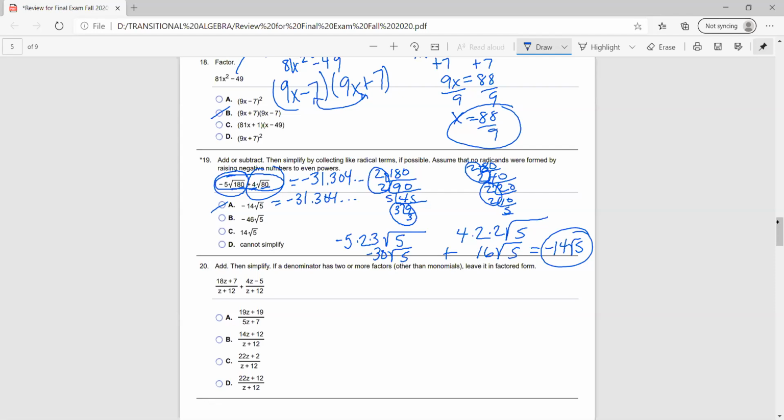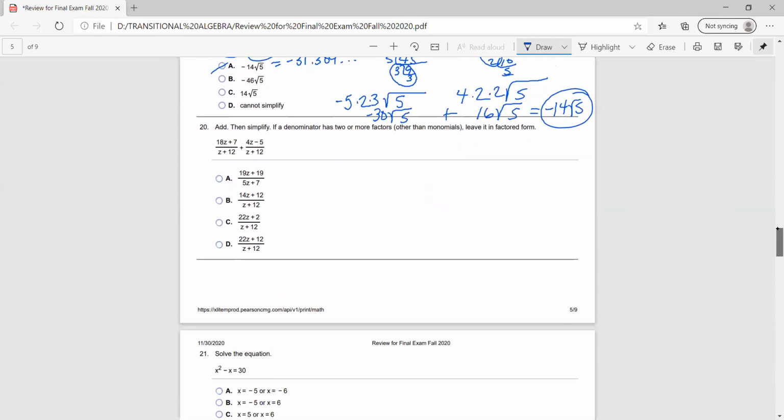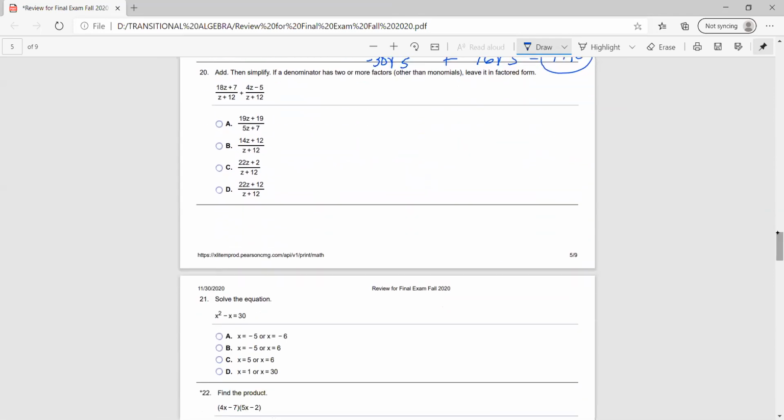So that's another way to check your work on this. Number 20, there's 25 problems here. I do want to make sure I go over all of these, because I've got some people that do want to really study for their final.